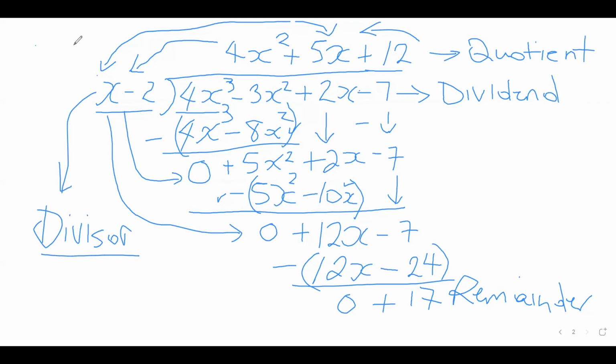Okay. And as we said in the previous part of our video, the divisor is denoted by a D. So where you see a D, that would be the divisor. The quotient is denoted by a Q. So you'll see that as we go through. The dividend is denoted by a P, and the remainder is denoted by an R.